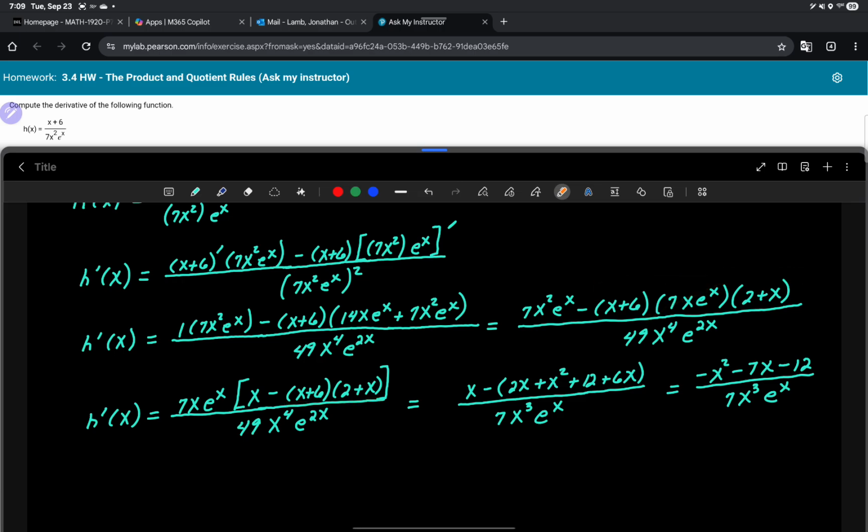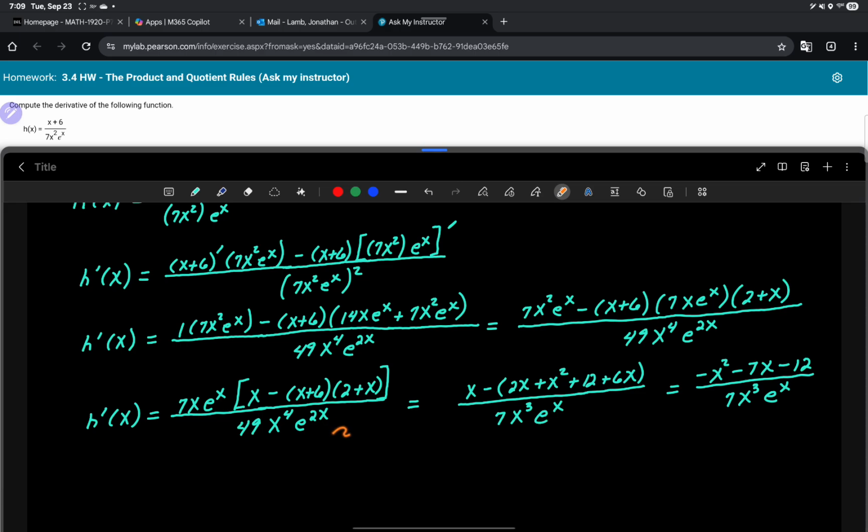Notice I haven't touched my denominator yet. But here's the point where we can change the denominator, because now this group is a factor in the numerator, so it can and should be simplified down with our denominator. So I said, well, 7 will go into 49 and leave me a factor of 7 in the denominator. X will go into x to the fourth and leave me an x cubed. That's right there. And then e to the x will cancel with one of the e to the x's in the denominator and leave me an e to the x in the denominator.